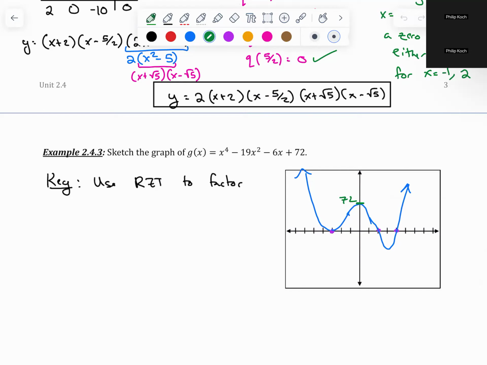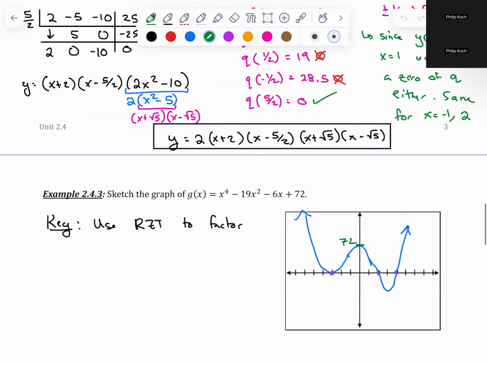What's the y you said, 72? Yes, that's because it's the factored form of the 2x squared minus 10, right? That's from that. Okay, that one right there.